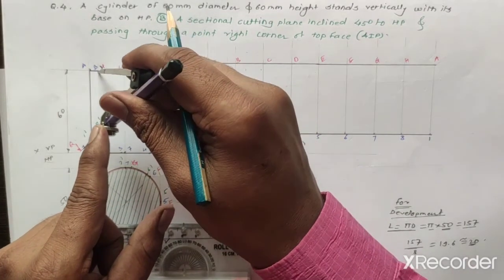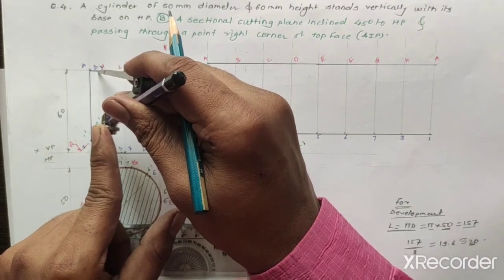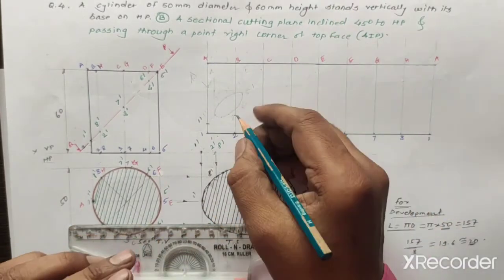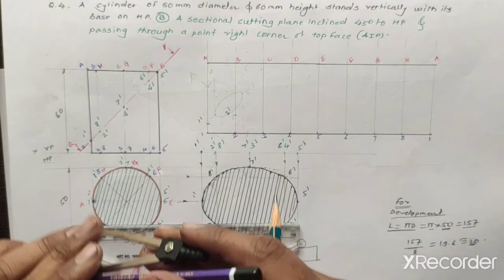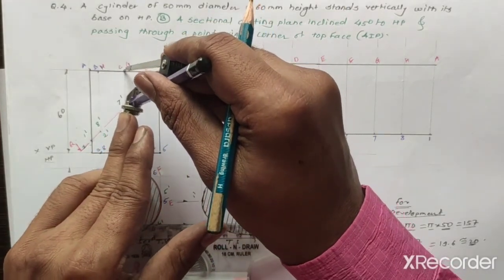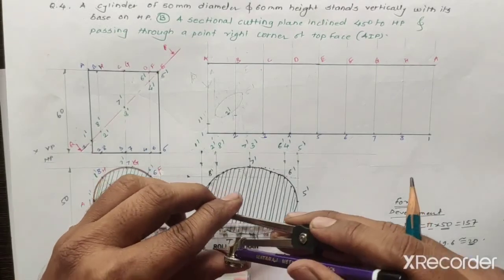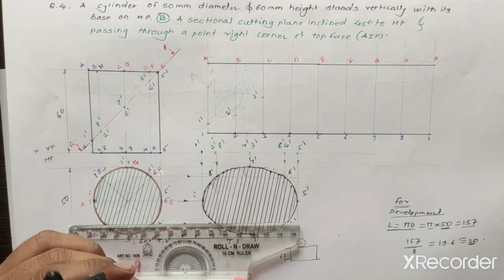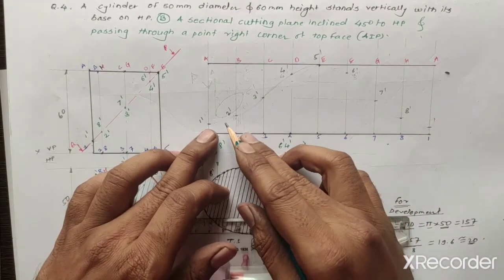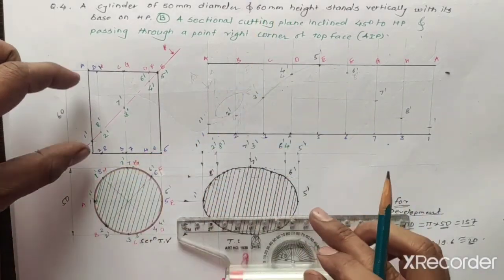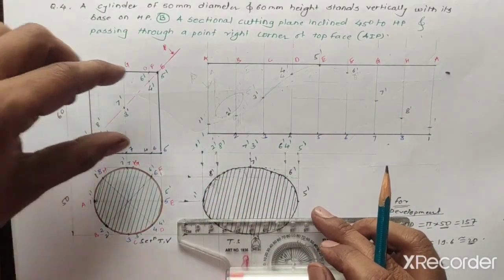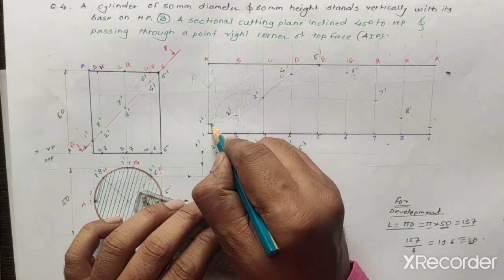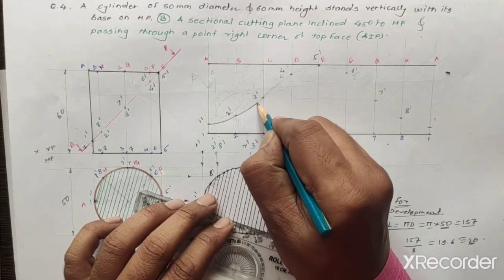Take the distance from B to 2 dash, B to 2 dash. Mark the 2 dash point. Then C to 3 dash, C to 3 dash. In a similar way, mark all the points. Take the distance from A to 1 dash, mark 1 dash, B to 2 dash, and mark the remaining points on the generators and then connect them with a smooth curve.